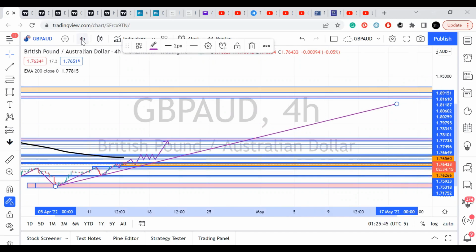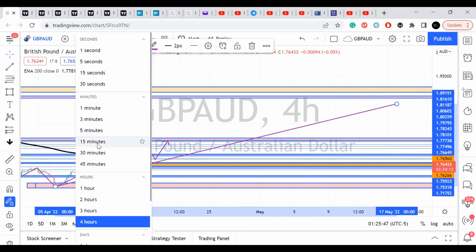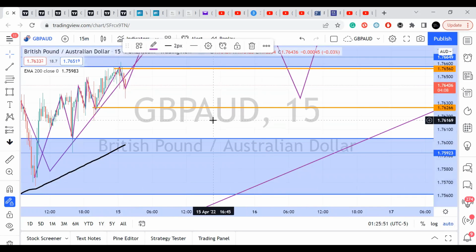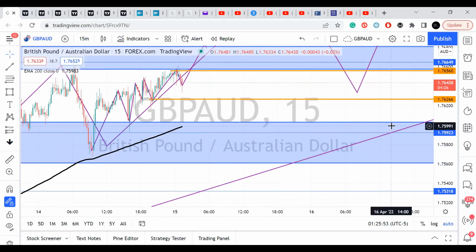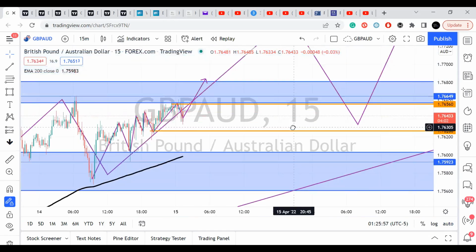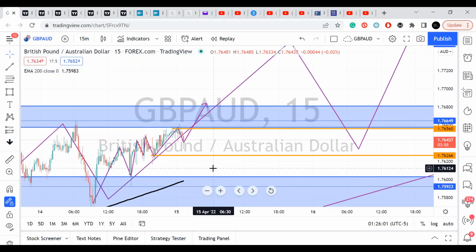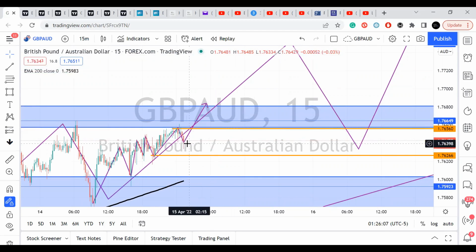So that was the mistake that I made yesterday. I was just trying to show you guys what happened. I don't like how this thing is playing out on this zone at all.